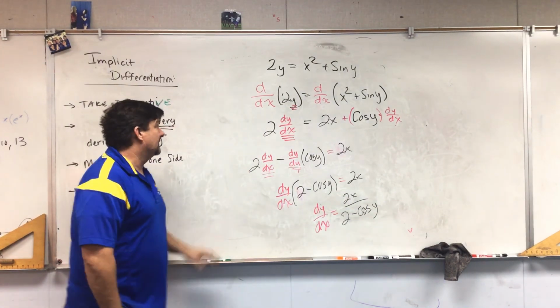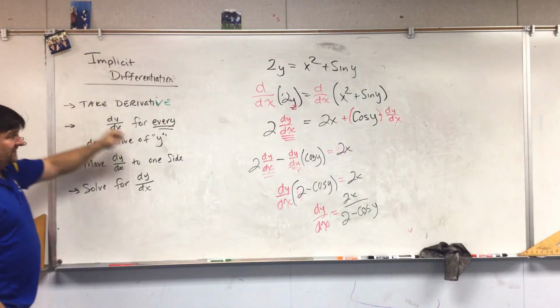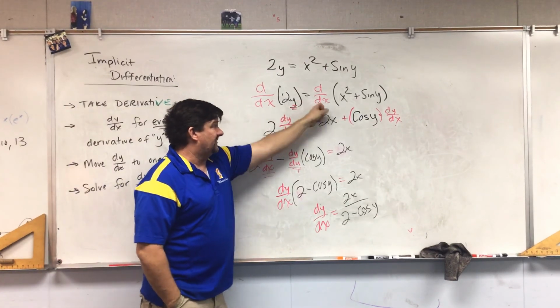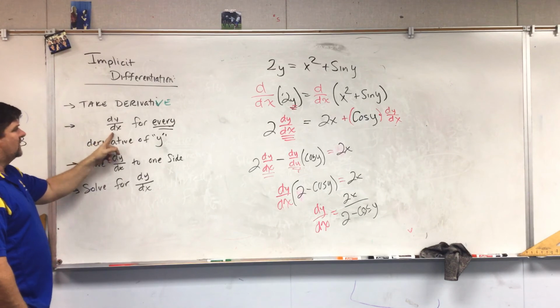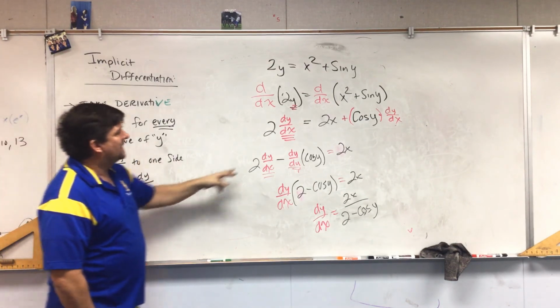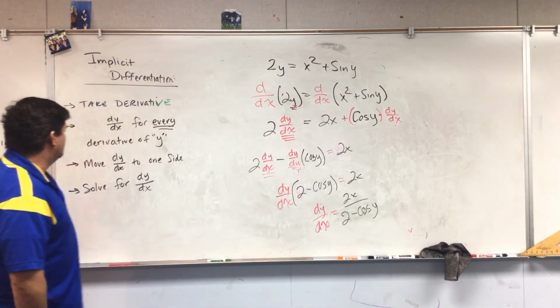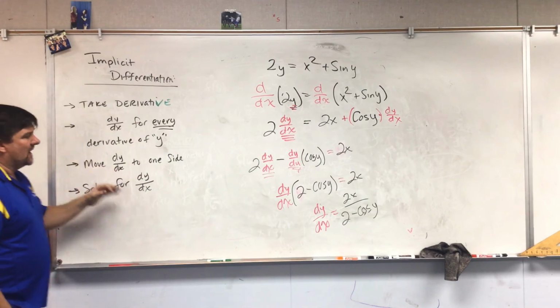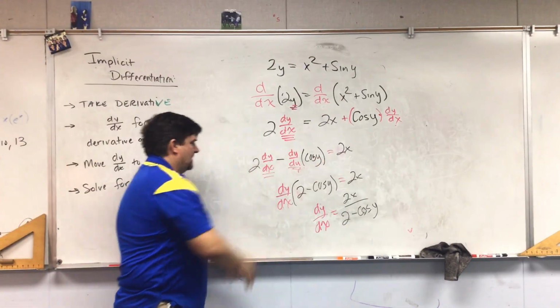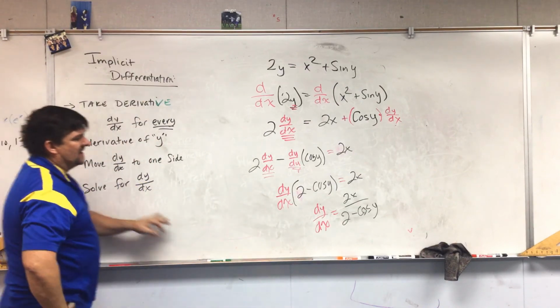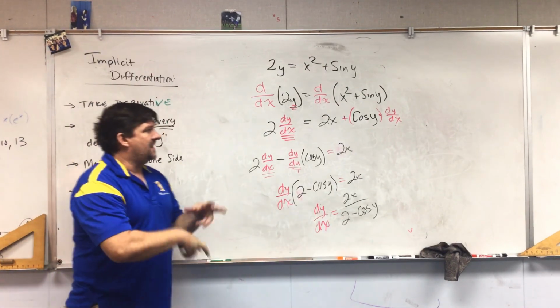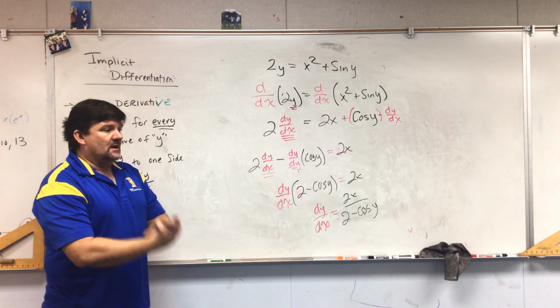So make sure, follow the steps. Take the derivative of both sides. Find dy/dx for every derivative of y. Take the derivative of y, make sure you put dy/dx. Move all the dy/dx's to one side. You're going to factor dy/dx out, solve for dy/dx algebraically, and then that's our plan for implicit differentiation.